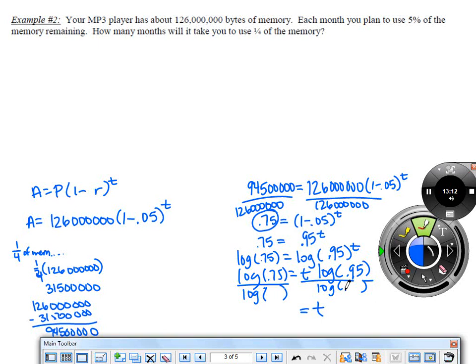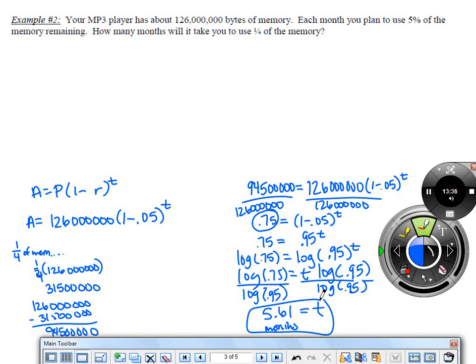I'm really sorry. I'm sorry if you're erasing right now. And if you caught it, good for you. Okay, so we're going to go ahead and get 5.61. So that's how many months that it would take to get down to 3/4 of your memory.